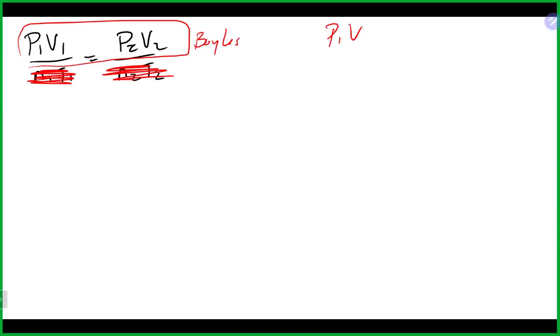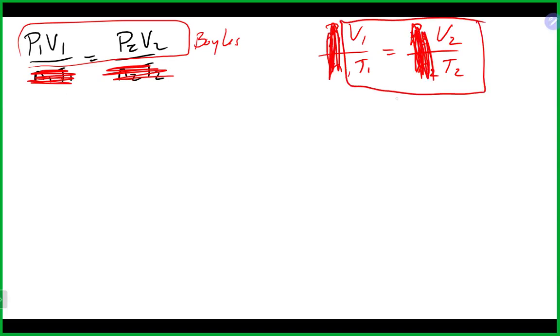Now, if you take this same sort of combined gas law and you come across a problem where you do not see any mention of pressure or moles, or they're held constant, all you got to do is just scratch them out. Right there's Charles' law.